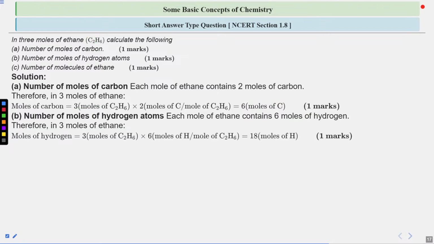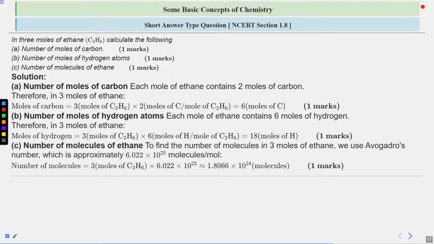Similarly, what will be the moles of hydrogen atoms? 1 mole has 6 moles of hydrogen. Therefore, 3 moles will have 18 moles, 3 multiplied by 6. The last question is the easiest one. What is the number of molecules of ethane? Again, the molecule thing is the same: 6.022 into 10 to the power 23, multiplied by 3. That will give you 1.806 into 10 to the power 23 molecules.